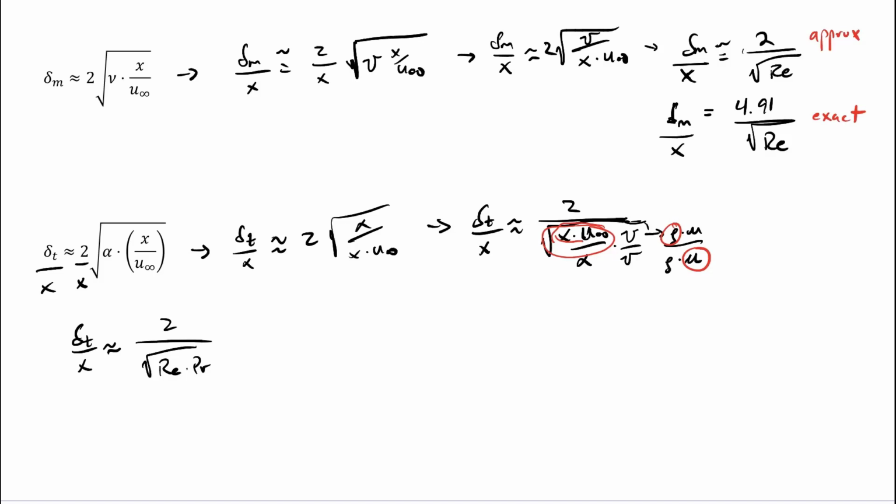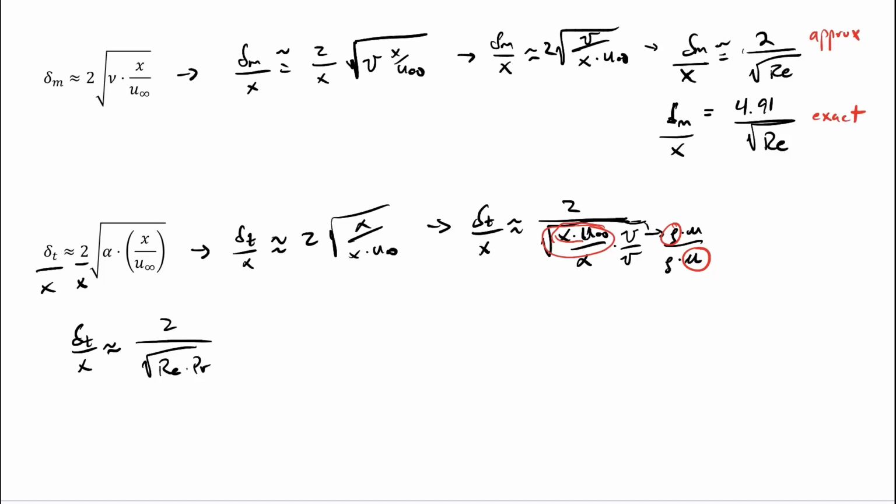If you think about that, that makes sense. There should be some relationship between how the thermal boundary layer grows relative to how the momentum boundary layer grows, and that relationship should be the Prandtl number, right? That's the definition of the Prandtl number, how well it's transporting energy and momentum. Okay, so that's our approximate.